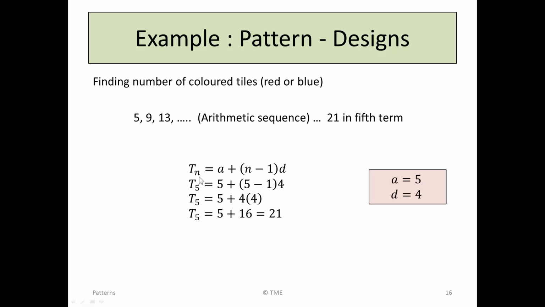The general equation for the nth term is a plus (n minus 1)d. But we know values for a and d. And we're also not interested in n, but specifically the fifth term. So t5 is equal to 5 for a, plus 5 for n in this case, minus 1 times d, which is 4. 5 minus 1 is 4. 4 times 4 is 16. 5 plus 16 turns out to be 21. So 21 red or blue coloured tiles in the fifth version of that pattern.